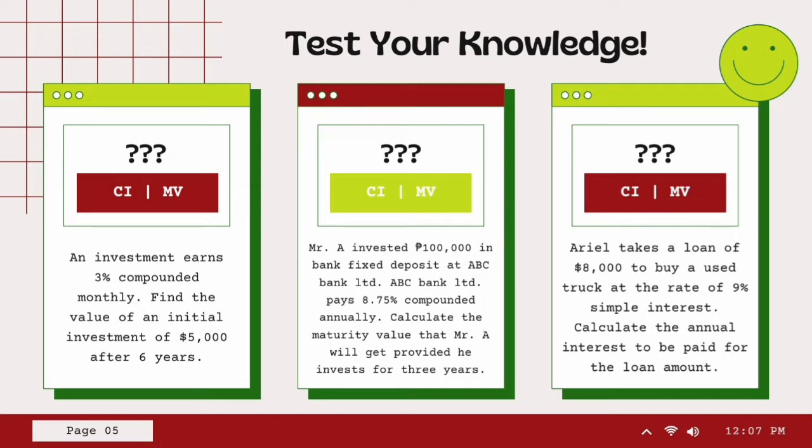Number 1. An investment earns 3% compounded monthly. Find the value of an initial investment of $5,000 after 6 years.